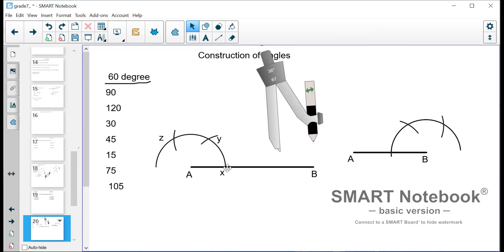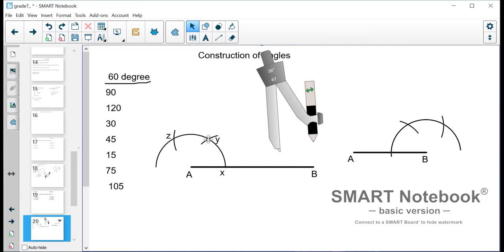Then you come from the beginning, which is X. You open to the same length that you used to scribe the arc. You come from X, scribe, you get Y. Then you go on Y, you scribe, you get Z. So that is 120. Y is 60, Z is 120. Now we're looking for 90. Please note, from X to Y is 60. From Y to Z is also 60.